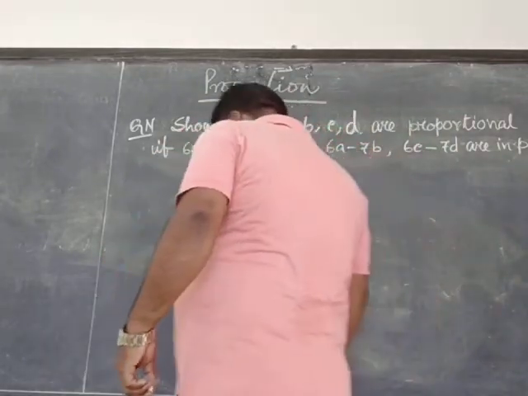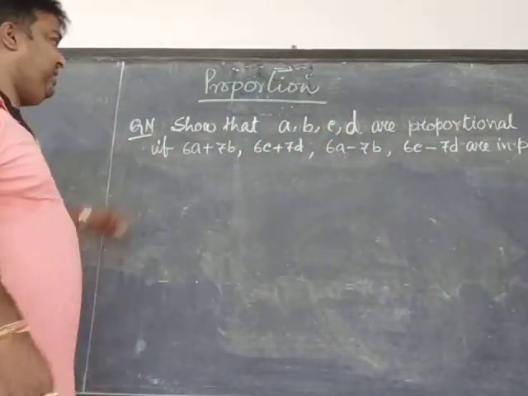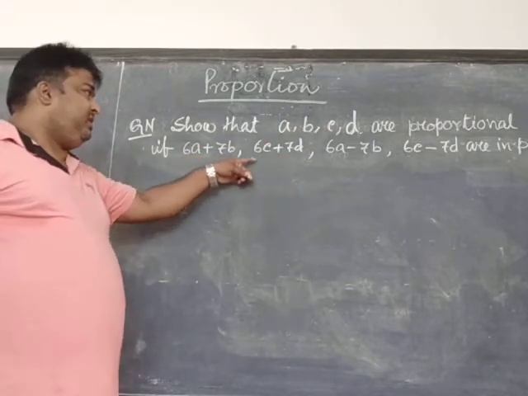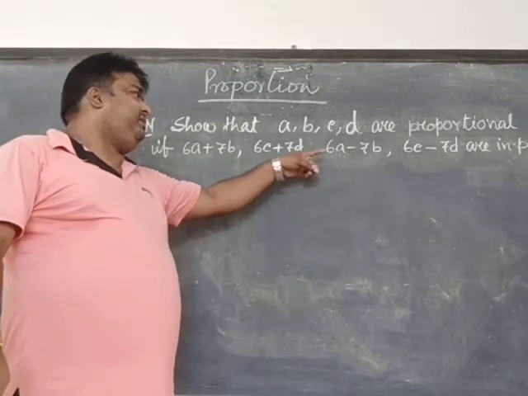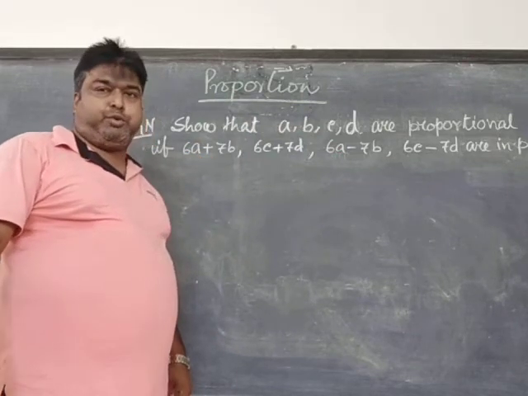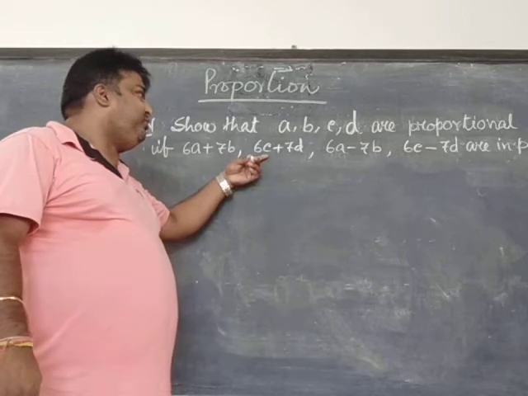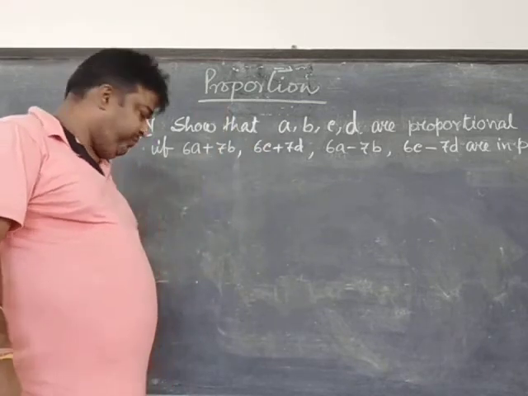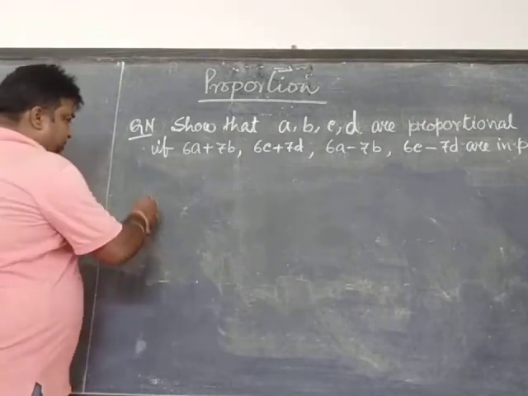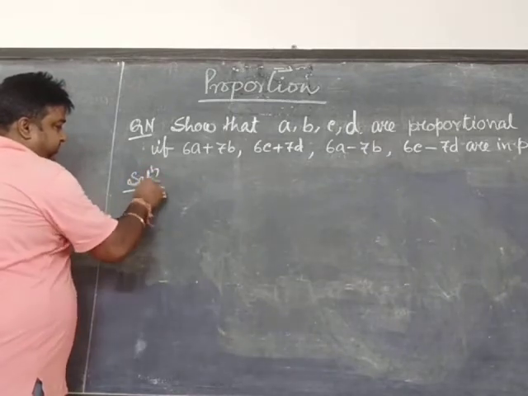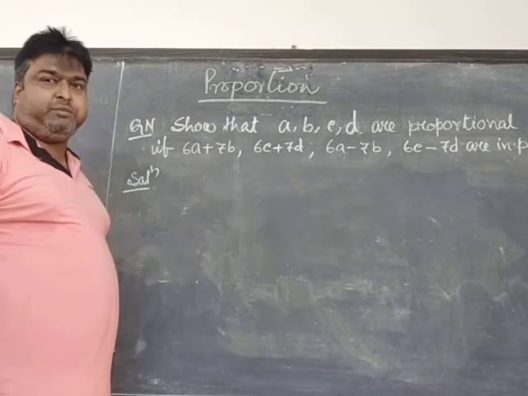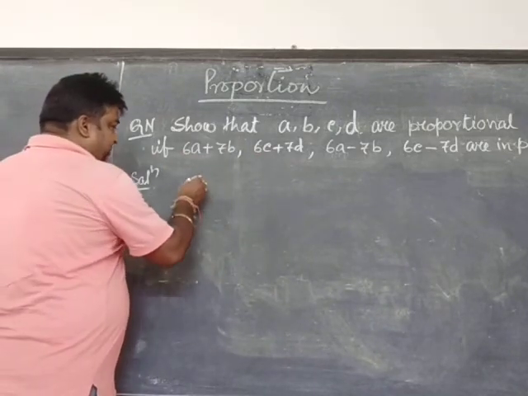So this is the question. We have to show that A, B, C, D are proportional if 6A plus 7B, 6C plus 7D, 6A minus 7B and 6C minus 7D are in proportion. That means if these four quantities are in proportion, then A, B, C, D are in proportion. So that is what we have to show. So solution. It is already given that these four algebraic expressions are in proportion. So we will start in that way.